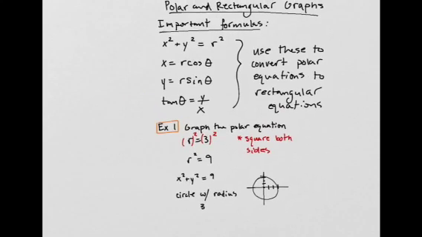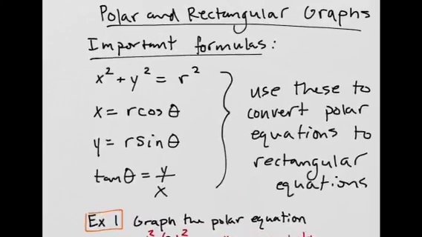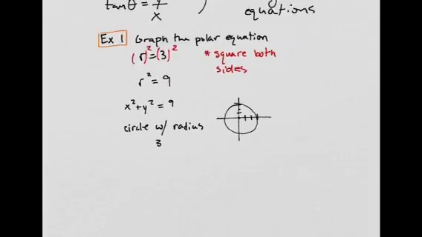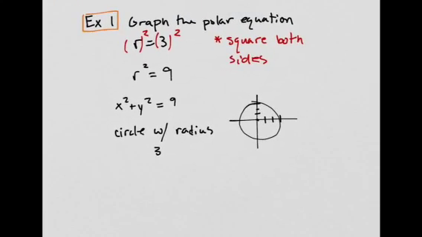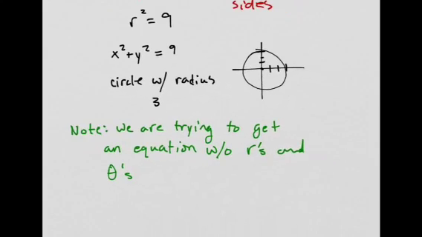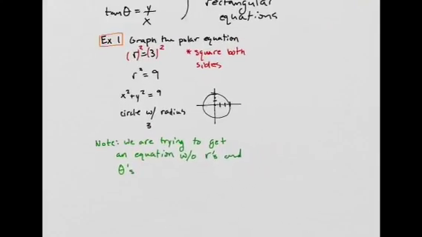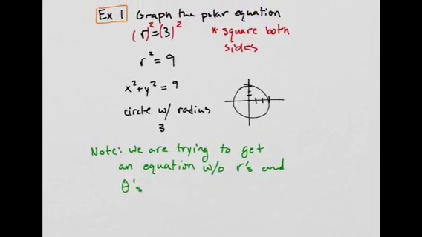Usually we're going to be using our important formulas here to get something with just x's and y's and no r's, no thetas. So we're trying to get an equation without the radius in there and without the theta in there. So let's look at another example.